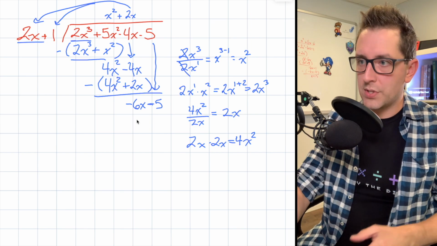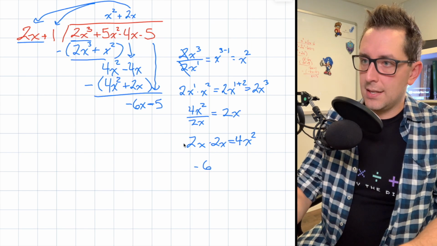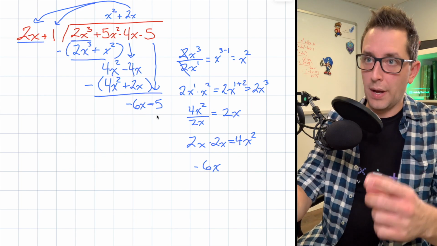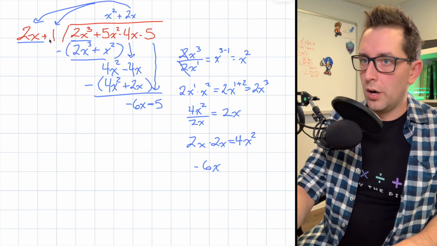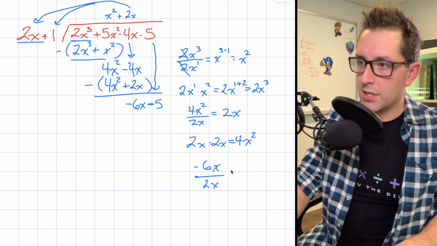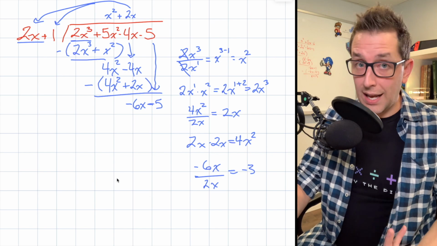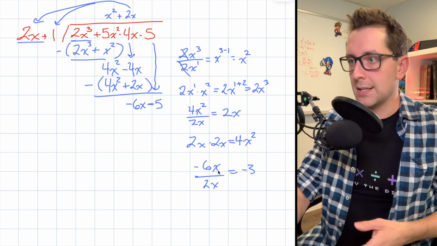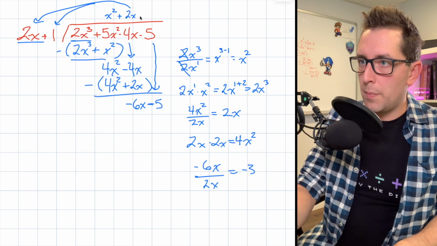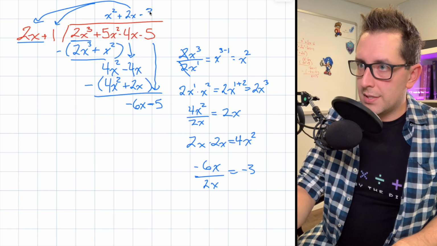So we're going to repeat this whole process. We're going to take negative 6x here, right? That's the first term in our expression, and we're going to divide by the first term in our divisor, which is 2x, right? So negative 6x divided by 2x. Well, that's going to be negative 3 because I've got an x in the numerator and the denominator. Those can cancel out, and I've got negative 3. So what do I do with that negative 3? I'm going to stick it right back up here, and that's going to complete my quotient, right?